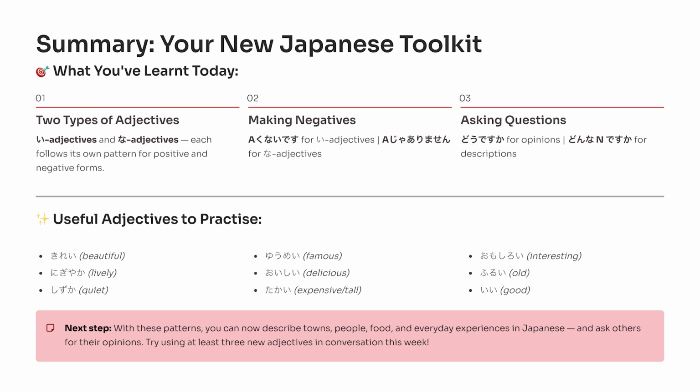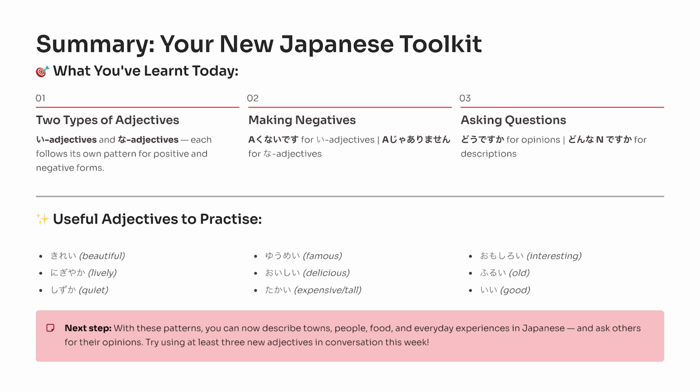And don't forget the special exception. いいです becomes よくないです, not いいくないです. You also learned two very useful question patterns. Use どうですか when asking for someone's opinion or impression, and use どんな名詞ですか when asking for a description or a characteristic.